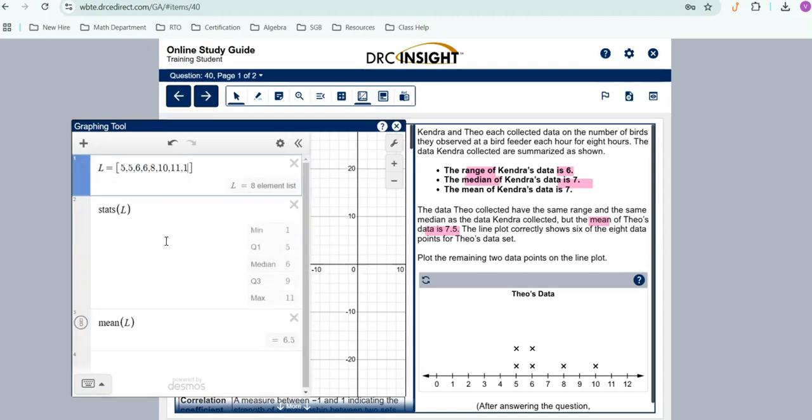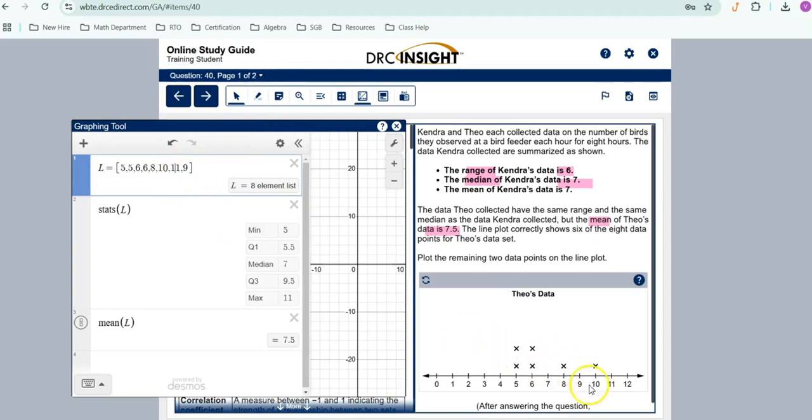Well, what if I put in another 11? Now my median is 7 and my mean is 7.75. That's too high. So let's try a 10. With a 10, my median is 7 and my mean is 7.625. That's still too high. So let's get rid of that 10 and try a 9. Our range is from 5 to 11, so that's 6. That's correct. Our median should be 7, just like Kendra's. That's correct. And our mean is 7.5. So we found our two numbers. The two numbers we need to add in are 11 and 9.